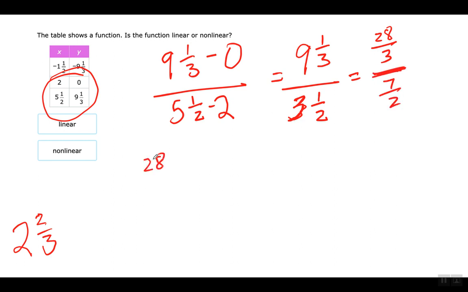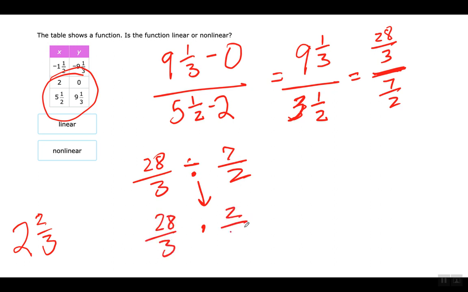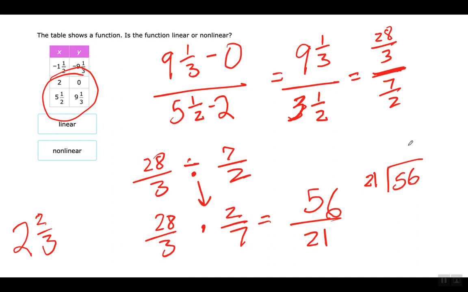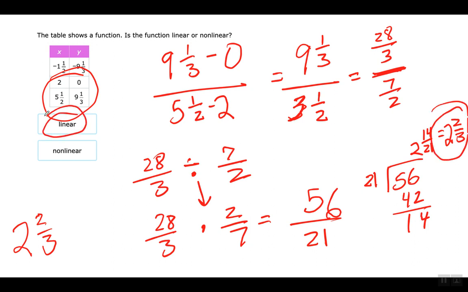All right, so 28 over 3 divided by 7 over 2. The division becomes multiplication, and the 7 over 2 becomes 2 over 7. 28 times 2 is 56. And 56 divided by 21. I'm pretty sure this is the same thing I got last time. Yeah, it is. 56 divided by 21 will be 2. 2 times 21 is 42. The remainder is 14. So 2 and 14 over 21, which equals 2 2/3. So they both gave me the same answer, so linear.